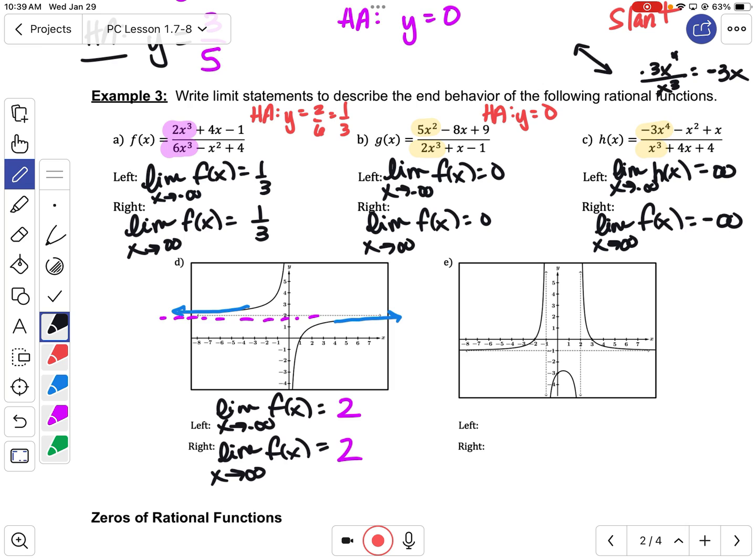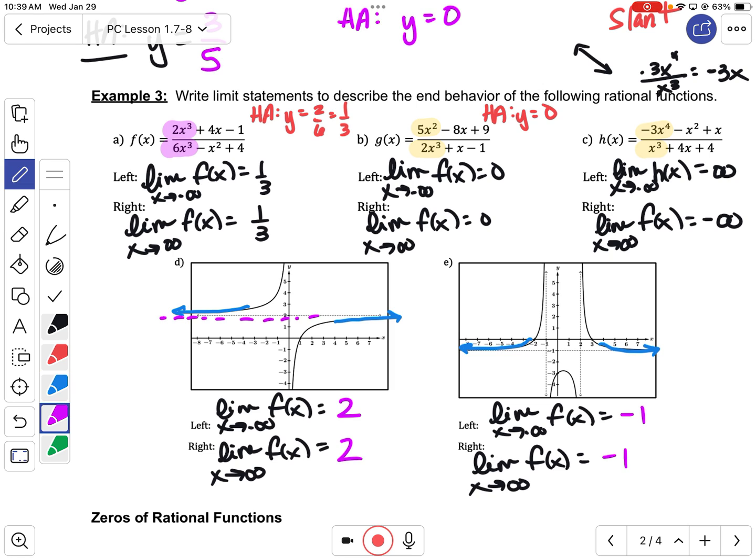All right, and then for that last one, the limit as x approaches negative infinity of f of x, and the limit as x approaches positive infinity of f of x. Okay. What's it getting close to on the left? -1, and on the right, -1. Okay, so it's getting close to those asymptotes.